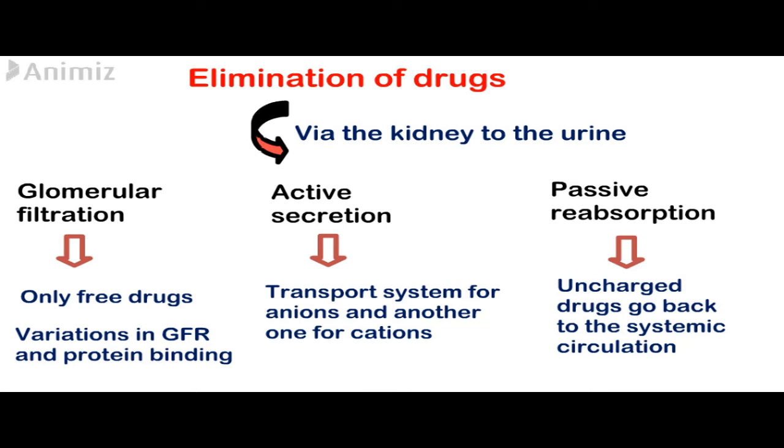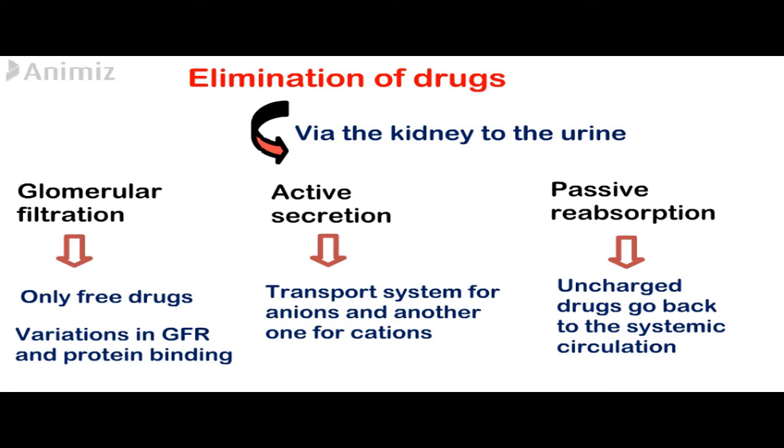And the factors that can affect this process, the glomerular filtration process, are the variation in glomerular filtration rate and the protein binding of drugs. Protein binding of drugs is very important here because only those that are not bound to proteins can pass this process. So other factors like pH and lipid solubility will not be affecting this process.